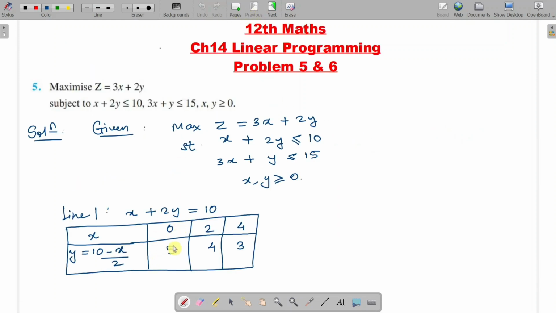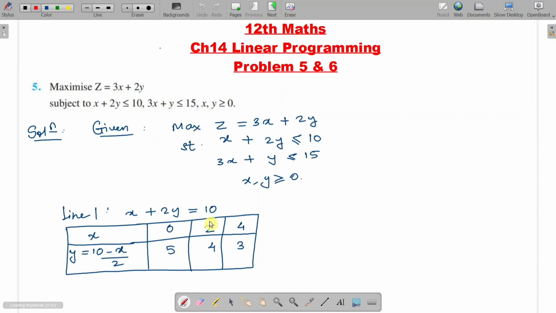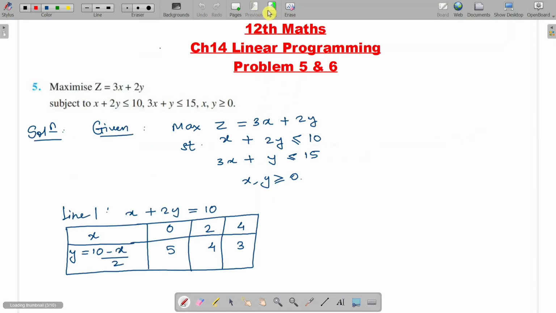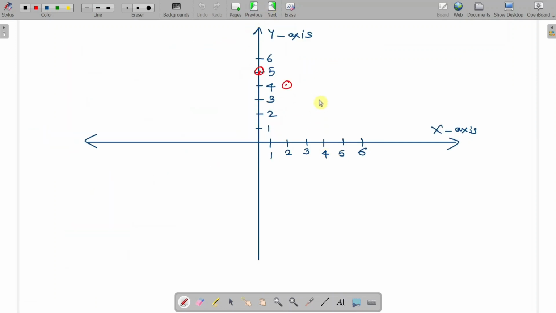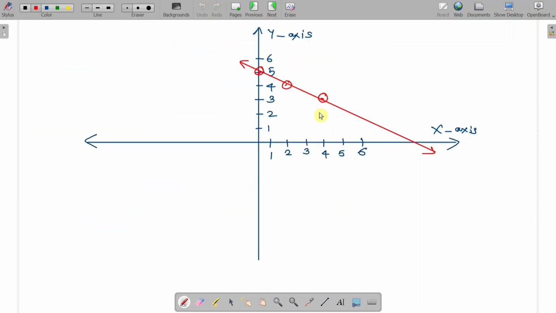Now let us draw the first line, from this table. 0, 5 is the first point of the first line. Then we have 2, 4 here. Then we have 4, 3, that is this. If we join these 3 points, we get this line. Let us name the line: it is x plus 2y equal to 10.